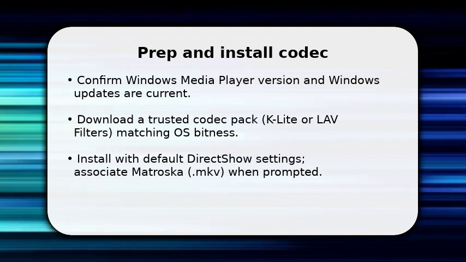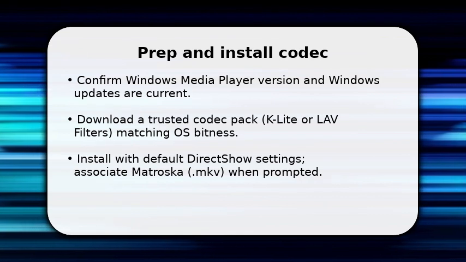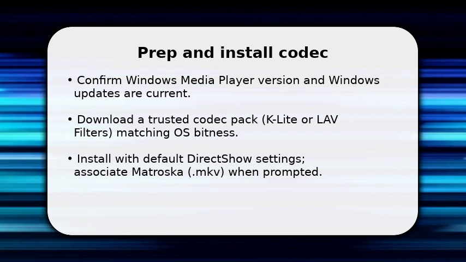Install using default DirectShow options, and when the installer asks, associate MKV so files open with WMP. Once done, reboot or restart Windows Media Player to register filters. This makes WMP able to decode typical MKV streams without extra players.